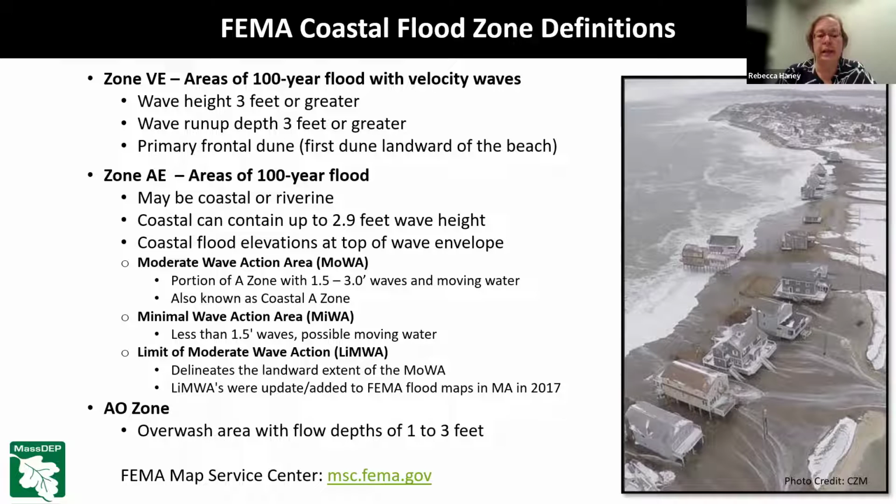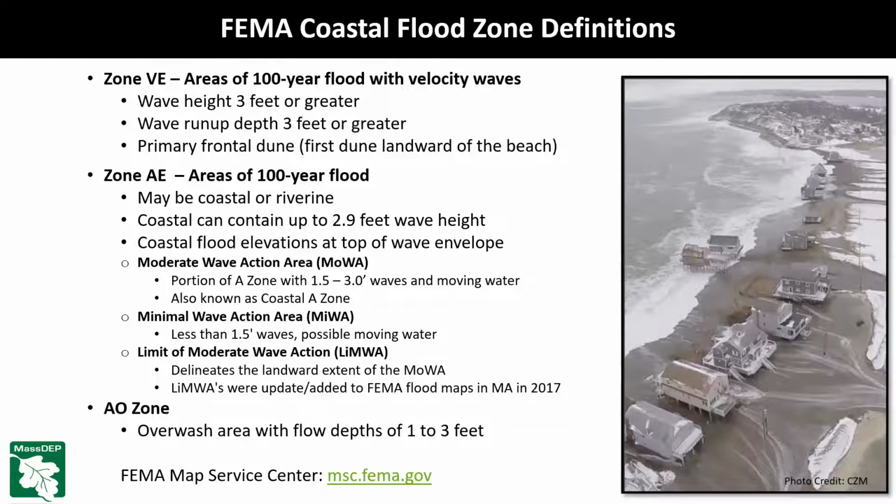Then you have a zone AE, where you could have either coastal or riverine conditions. You can have up to a 2.9-foot wave height. And the coastal flood elevation, the base flood elevation on the FEMA flood map, is at the top of the wave envelope, or the top of the water. Now the AE zone is broken down in coastal areas into a couple different areas. The moderate wave action area is the area where you have 1.5 to 3 foot waves and moving water predicted. It's also known as the coastal A zone.